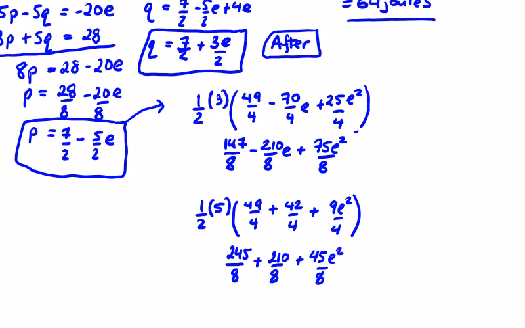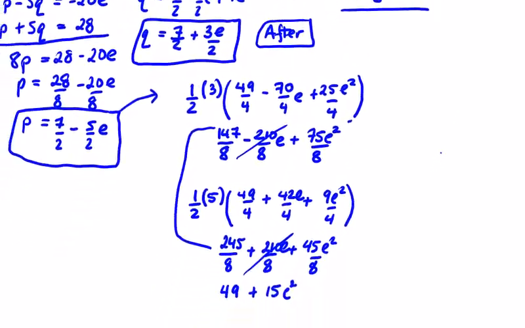So this is the kinetic energy afterwards. So the kinetic energy afterwards, just tidy up, leave my E's out. I'm going to have 147 and 245 over 8. If we add these two together, that's going to be 392 over 8. 400 over 8 is 50, so 49. These two will be the ones that cancel. And then I'm going to get 75 and 45, which is 120E squared over 8, which is 15E squared. Doesn't look like what we're looking for.